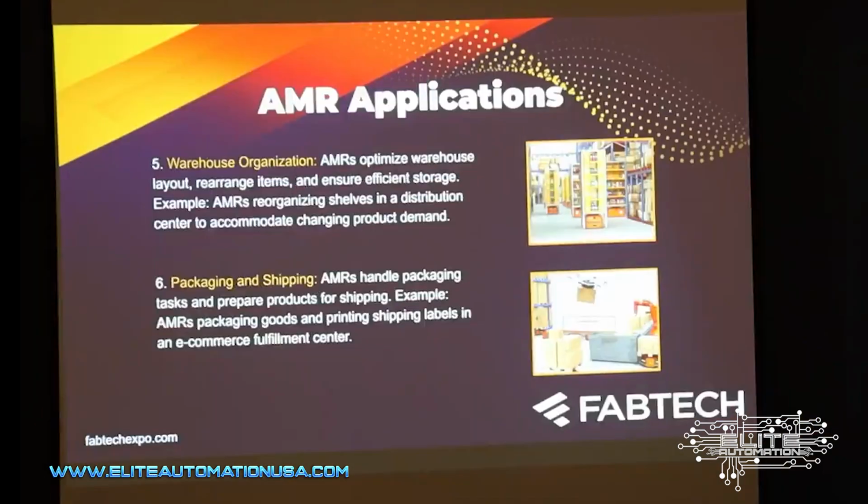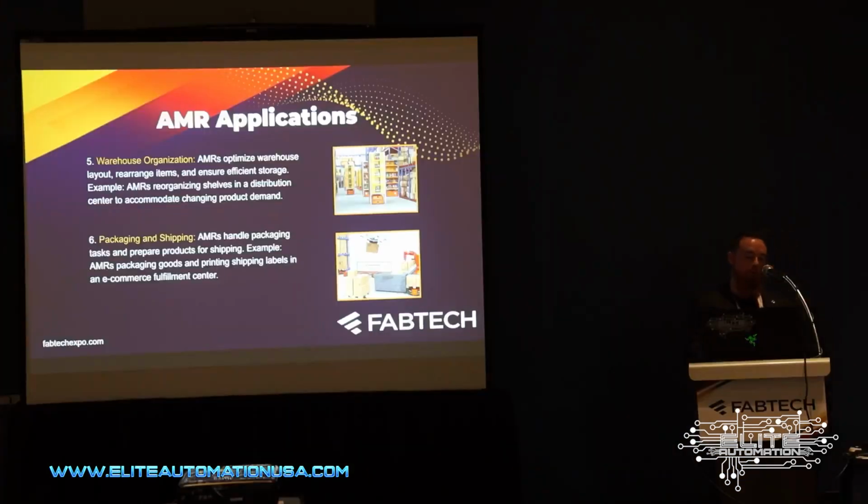Warehouse organization. This is a really big one. Amazon has hundreds of AMRs in their facility that are very similar to these, which is handling pretty much all their fulfillment. Amazon is pretty much a completely automated facility with conveyors, AMRs, and robotics to complete all their fulfillment.